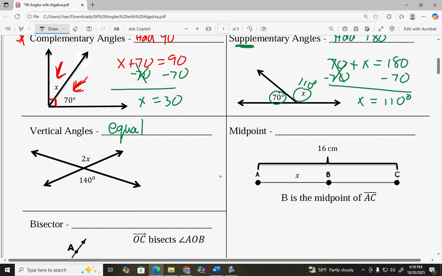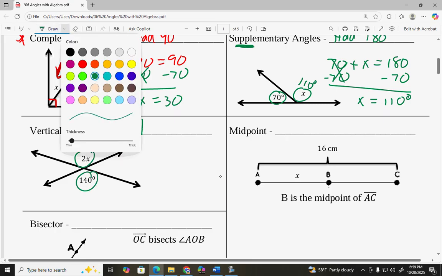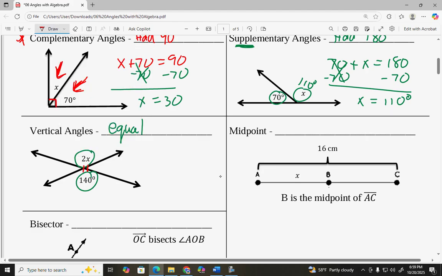So since they're equal to each other, we take these two vertical angles and we put an equal sign between them. I'm actually going to put an equal sign right here. So I'm going to write 2x equals 140. We have to solve for x. So in this case, to solve for x, it's a division problem. We divide both sides by 2.